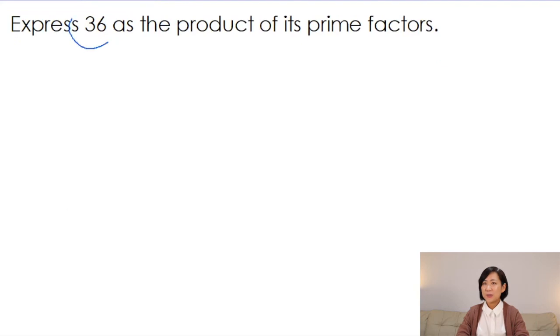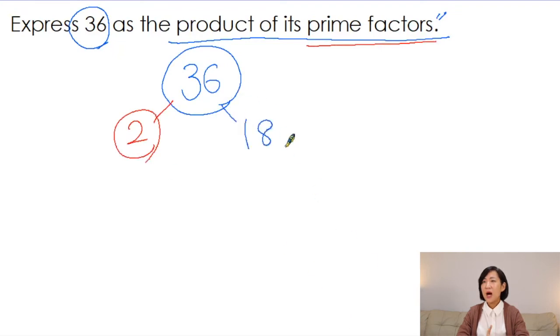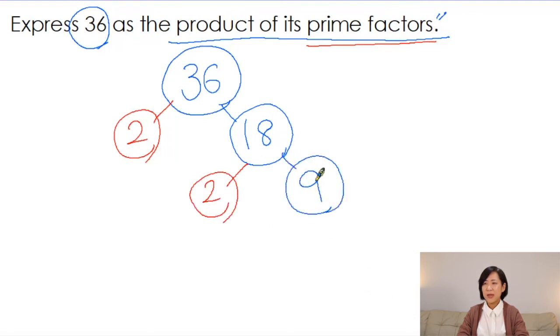So now let's express 36 as a product of its prime factors. We need to use prime factors to express the number 36. Write down 36 first, and then think about any prime number that multiplies to make 36. So we think about 2. 2 is a prime number, right? 2 times 18 makes 36. Unfortunately, 18 is not a prime number, so we need to think about the prime factor again. That is 2 times 9 makes 18, right?